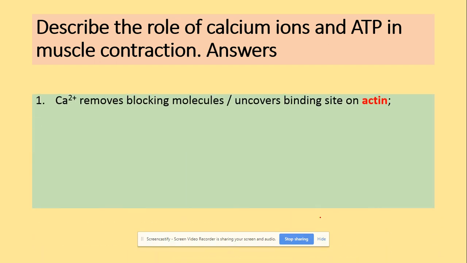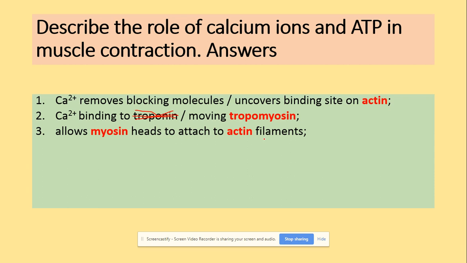In the first sentence you should say that calcium ions remove blocking molecules that uncover binding sites on actin. Calcium ions then bind to tropomyosin, and this is the old spec question. Remember, troponin is not something you need to know for your specification. So calcium ions bind and move tropomyosin. So that allows myosin heads to attach to actin filaments, allowing sliding of the actin and myosin filaments.